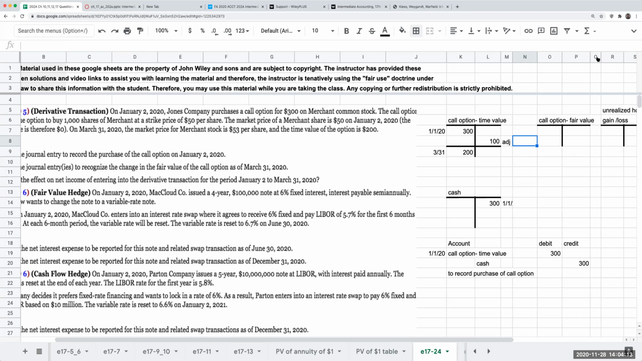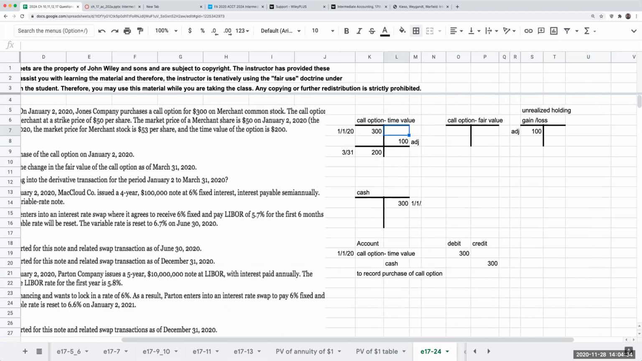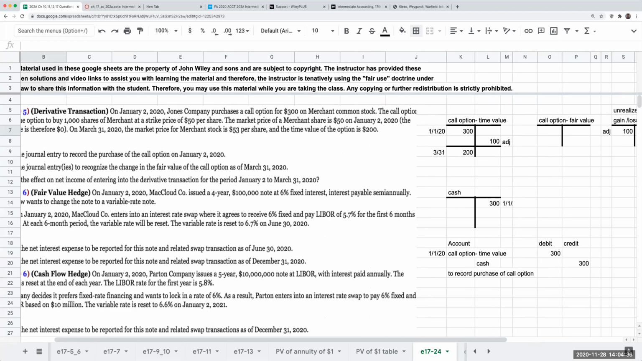So I'm going to credit call option time value and debit the unrealized holding gain or loss for 100. This isn't going to be realized until I actually sell it, or I exercise it. Now, that's just for the time value of the call option. This is eventually going to go down to zero if we do not exercise the option.